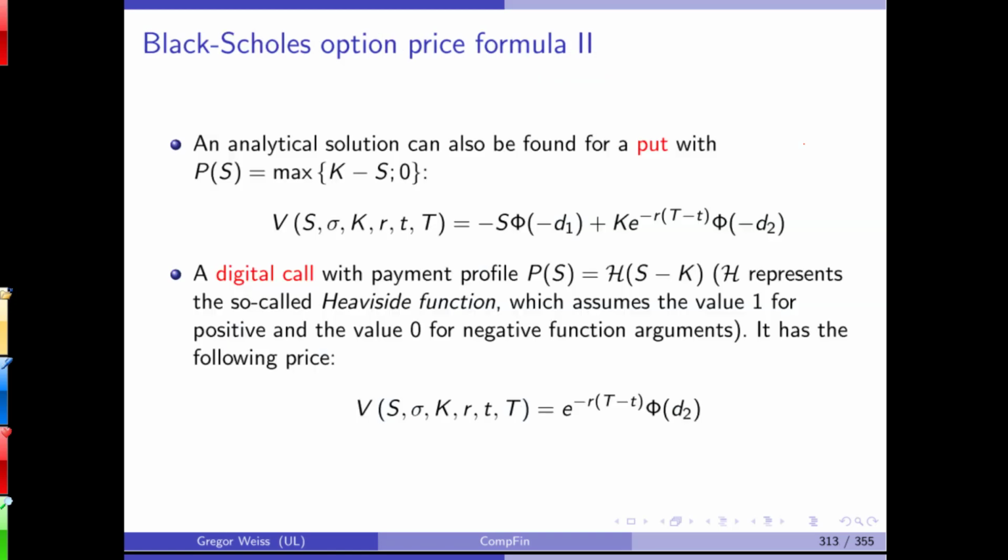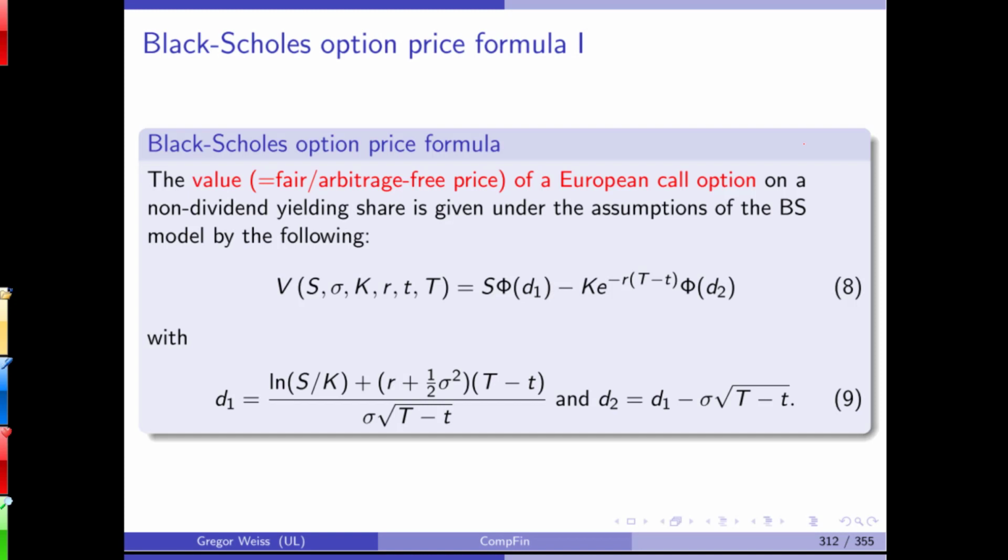And this is actually what we have here. The arbitrage-free price of a European call option on a non-dividend yielding share is given under the assumptions of the Black-Scholes model. The price of the option, conditional on the stock price, the volatility, the strike, the risk-free interest rate, the current point in time, and maturity, is given by stock price times Φ(d1) minus strike discounted continuously times Φ(d2), and d1 and d2 are given below.